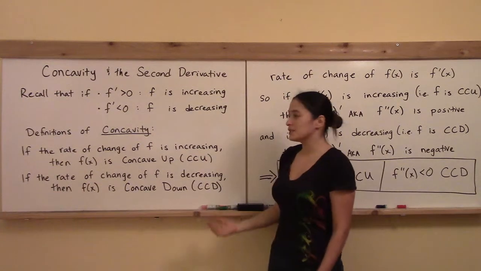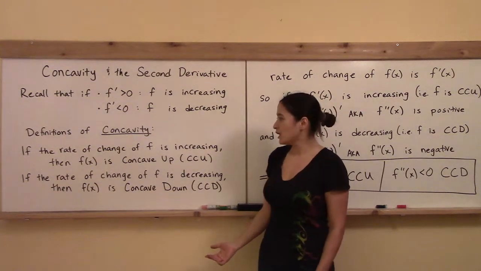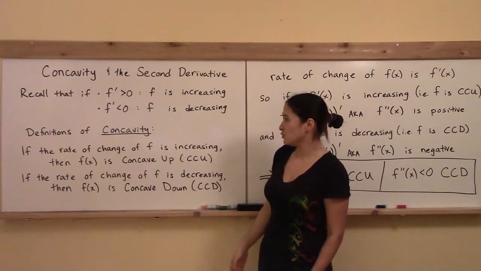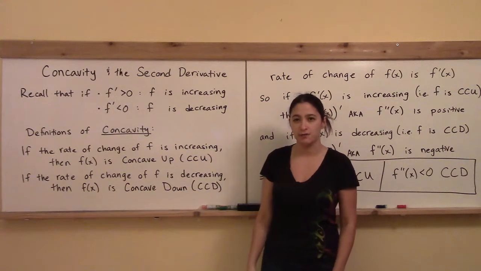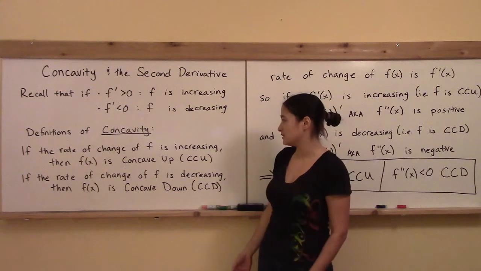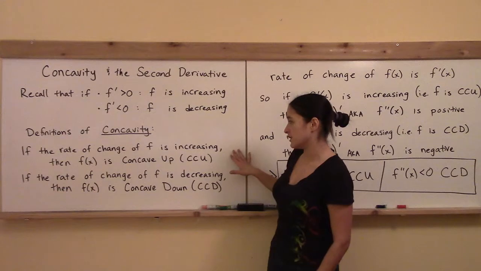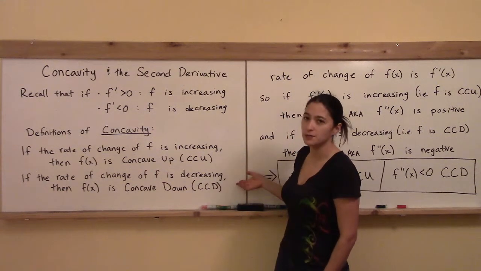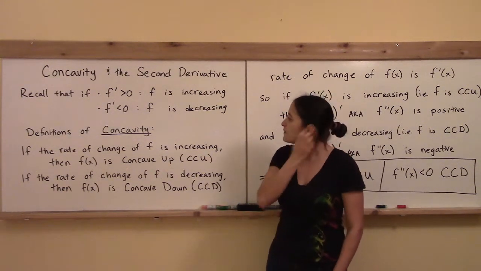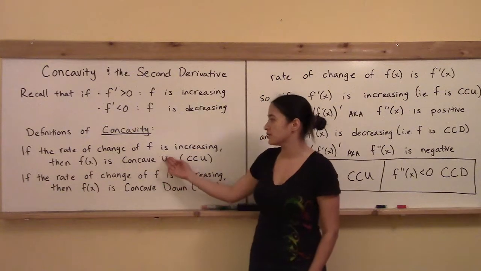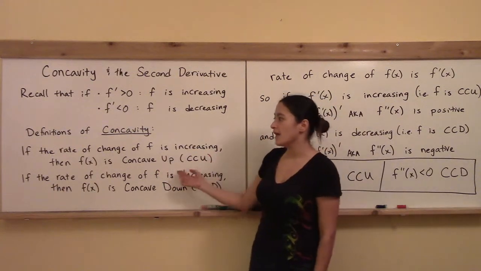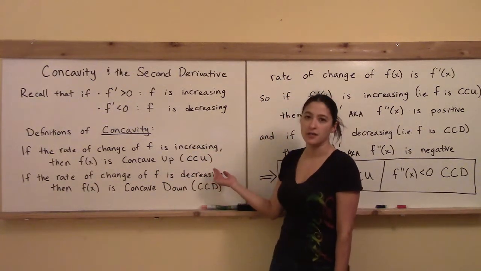Okay? So what's the definition of concavity? Concavity actually speaks to whether the rate of change of the function is increasing or decreasing. So first we'll go over the type concave up, and then the other type's called concave down. Okay? If the rate of change of the function is increasing, then f of x is known as concave up.